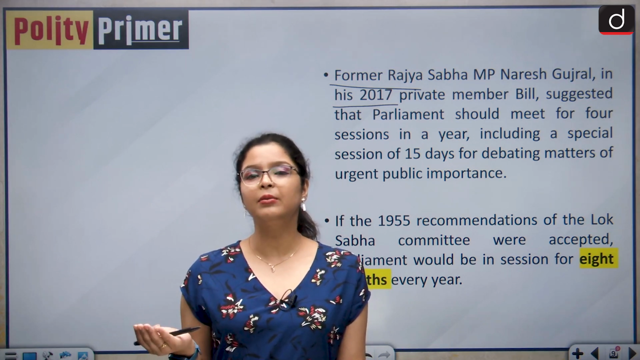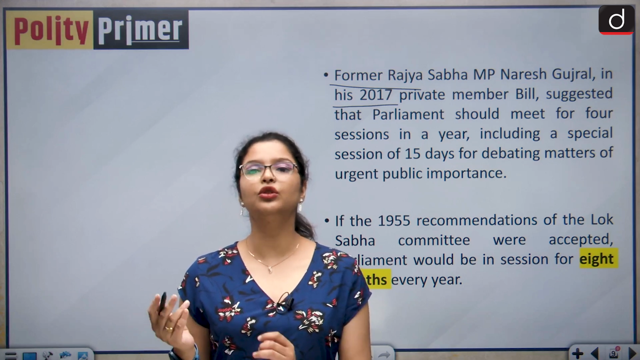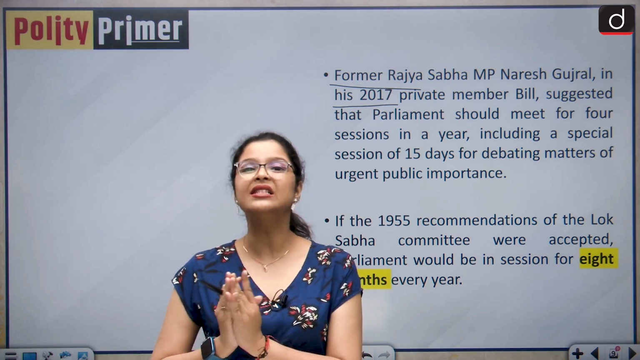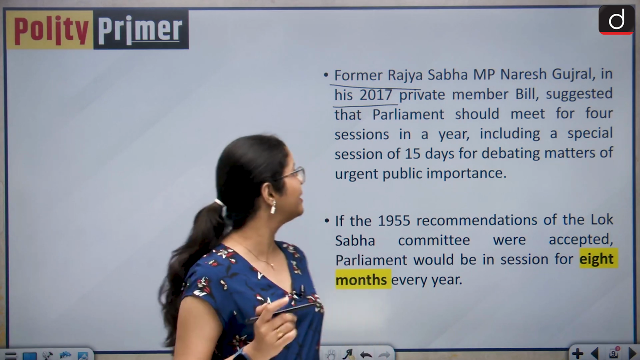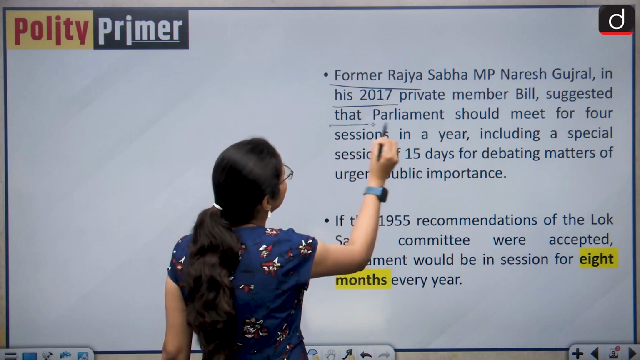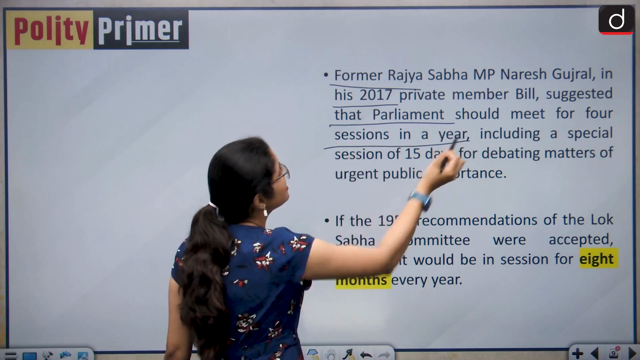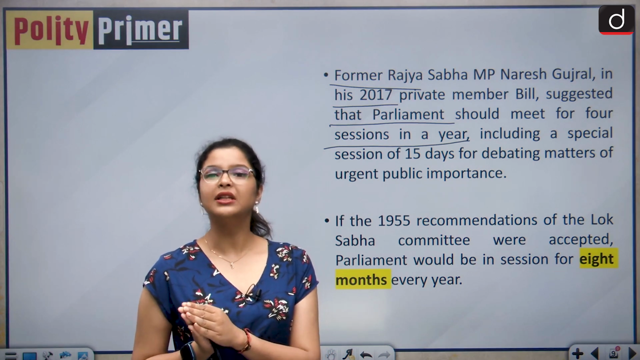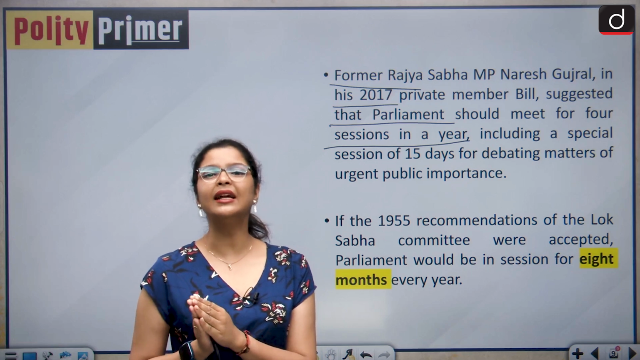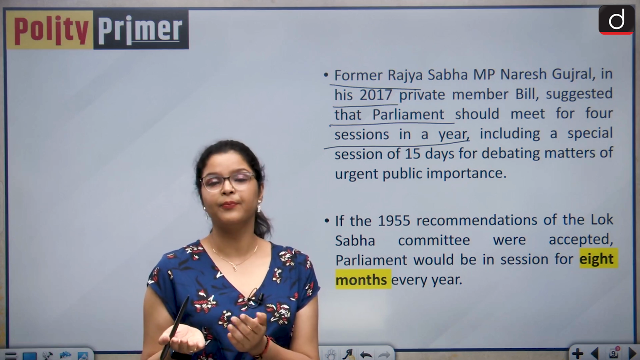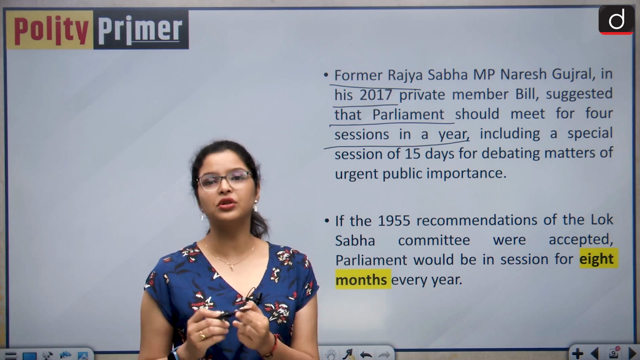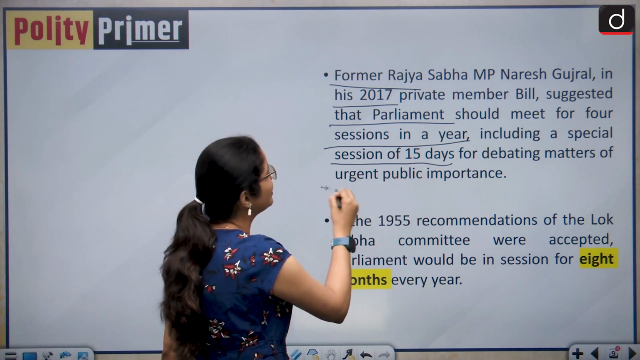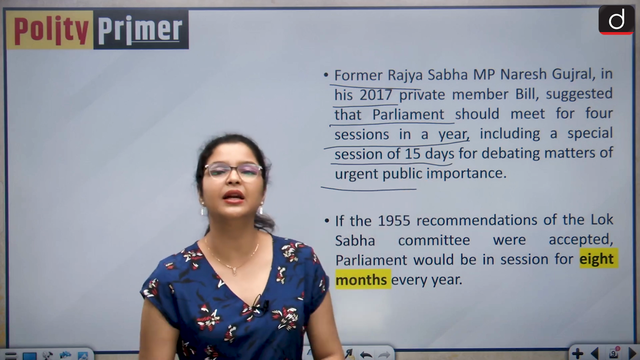Many private member bills have been tabled in both the houses of the Parliament, as I was discussing before, regarding increasing the number of days of the Parliament. The bill suggested that the Parliament should meet for 4 sessions in a year. So this bill makes a shift in the approach and suggested that instead of having just 3 sessions, the Parliament rather should have 4 sessions, including a special session of 15 days for debating matters of urgent public importance.